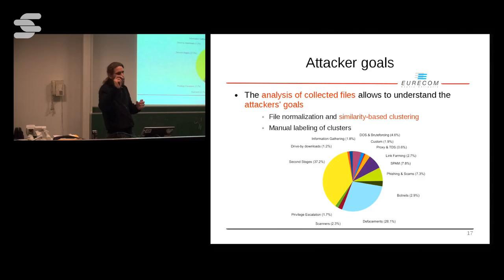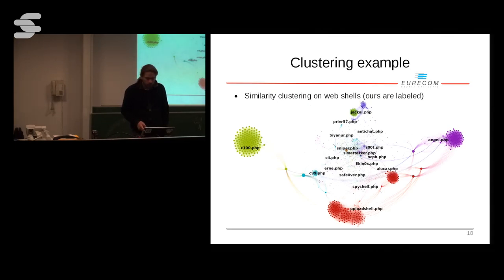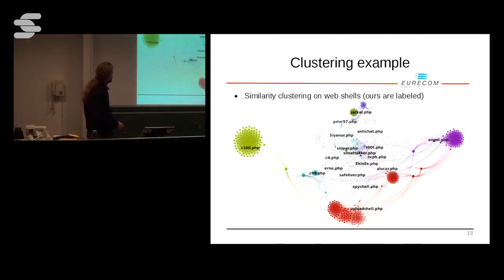So we can cluster them by manually flagging some files. We can say, okay, this group is a web shell, this group is a botnet, and this group is something else. So we're able to find like a second stage, a big part of them defacement, some spam or link farming, and so on. So this is an example of clustering of web shells, for example.